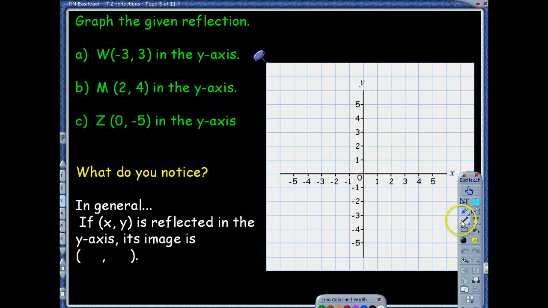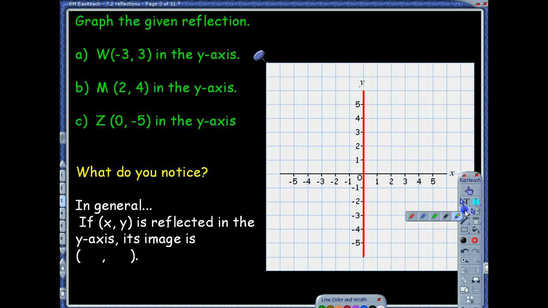So let's first identify where our line of reflection is. Where is the y-axis? The y-axis is the vertical axis. Absolutely. Sorry, I was thinking it said x, even though I clearly said y. All right, there's my line of reflection.